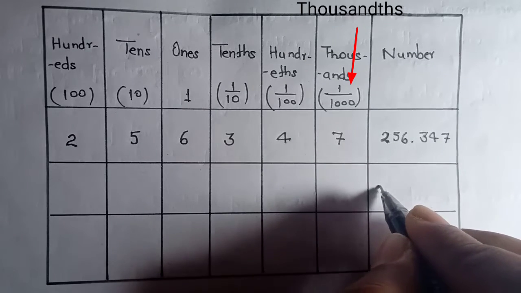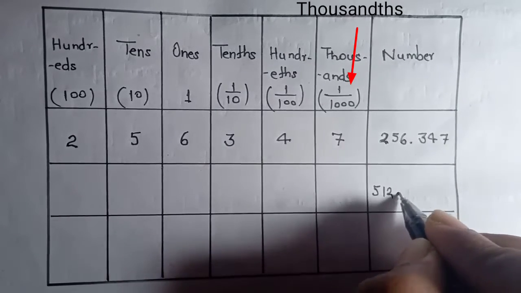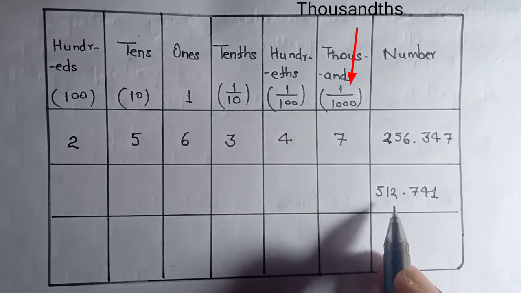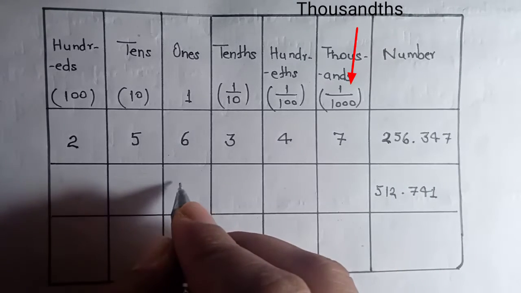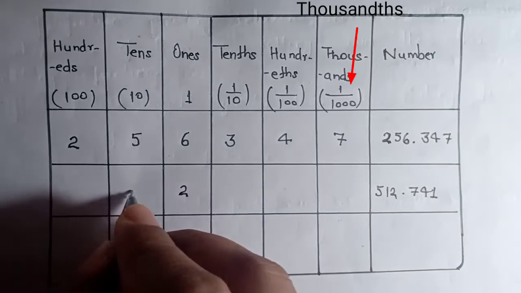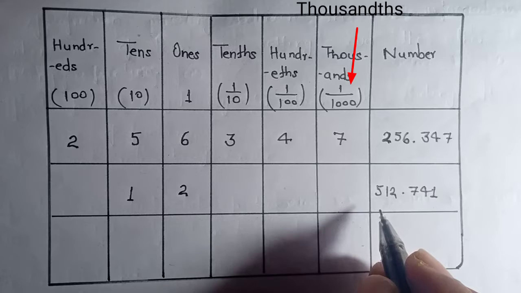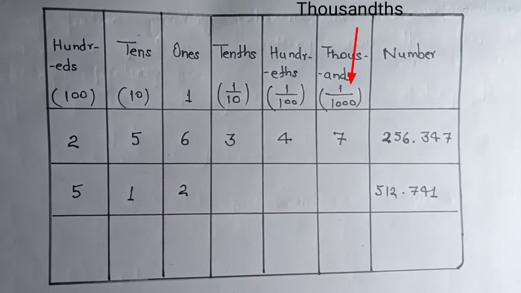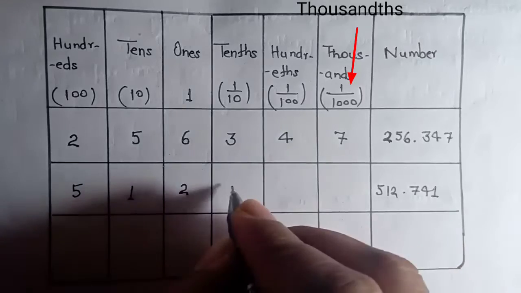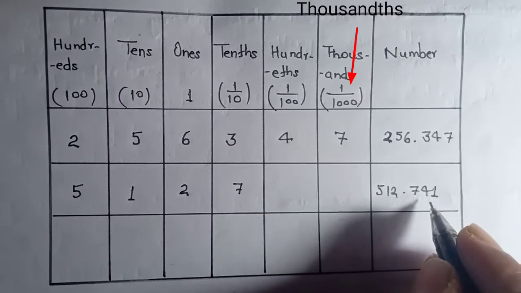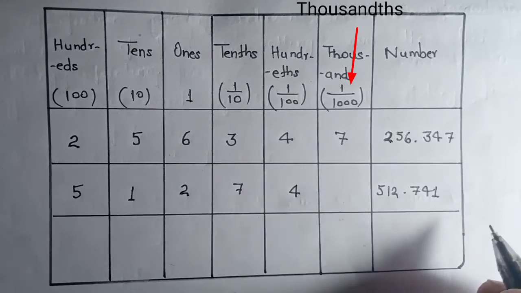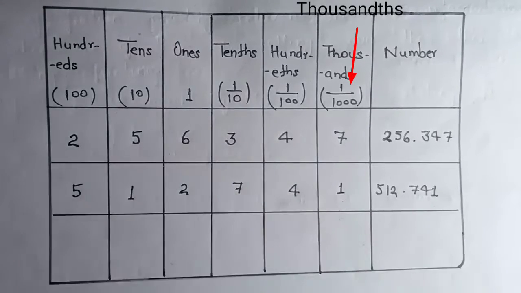Check one more. If it is 512.741, so 2 is written on ones place, so write here 2. 1 is the digit of tens place, so write here 1. 5 is the digit of hundreds place, so write here 5. 7 is the digit which is placed on tenths place, so write here 7. 4 is the hundredths digit, so write here 4, and 1 is the thousandths digit, and write here 1.